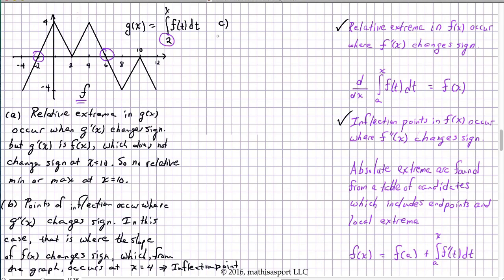Now let's go on to part C. We have to find the absolute minimum and the absolute maximum. Absolute extrema are found by constructing a table of candidates, and the table has to include the values at both the endpoints as well as at the local extrema. So we construct a table of candidates including endpoints and local extrema.